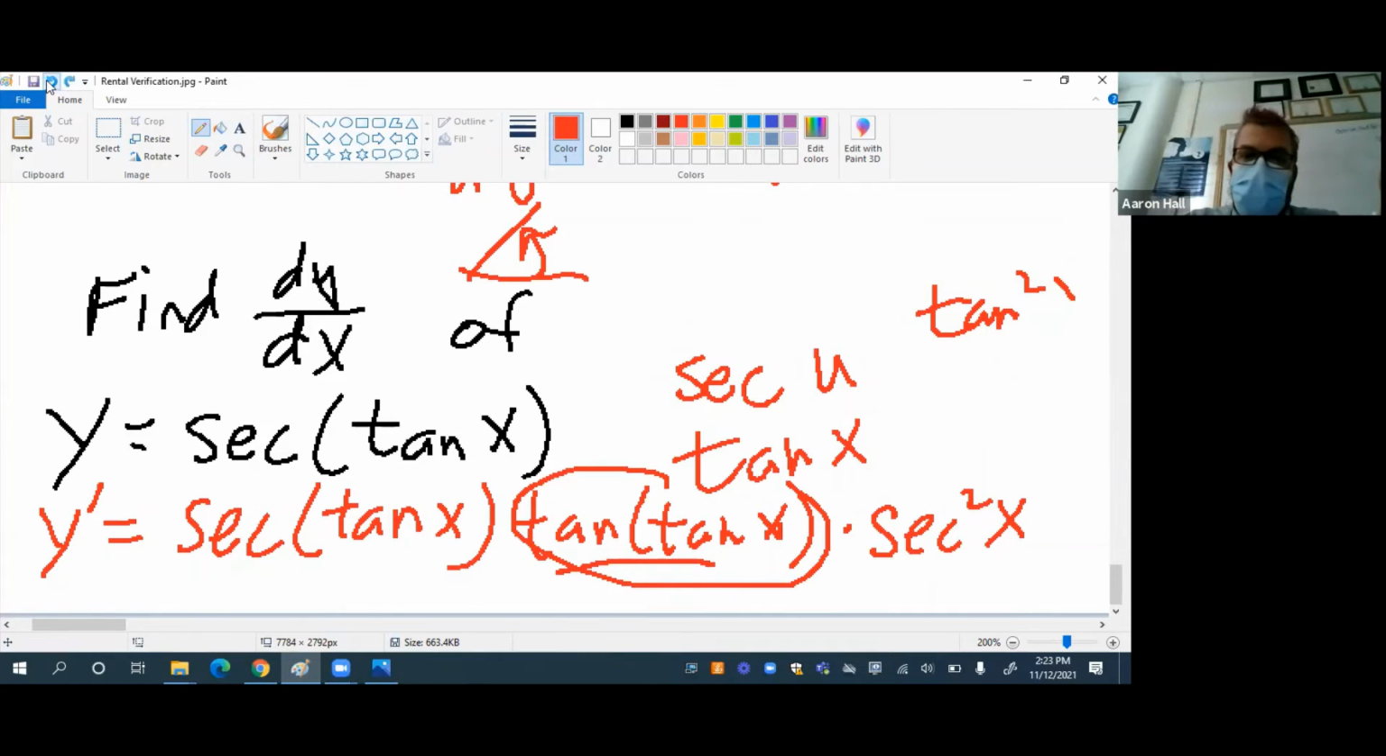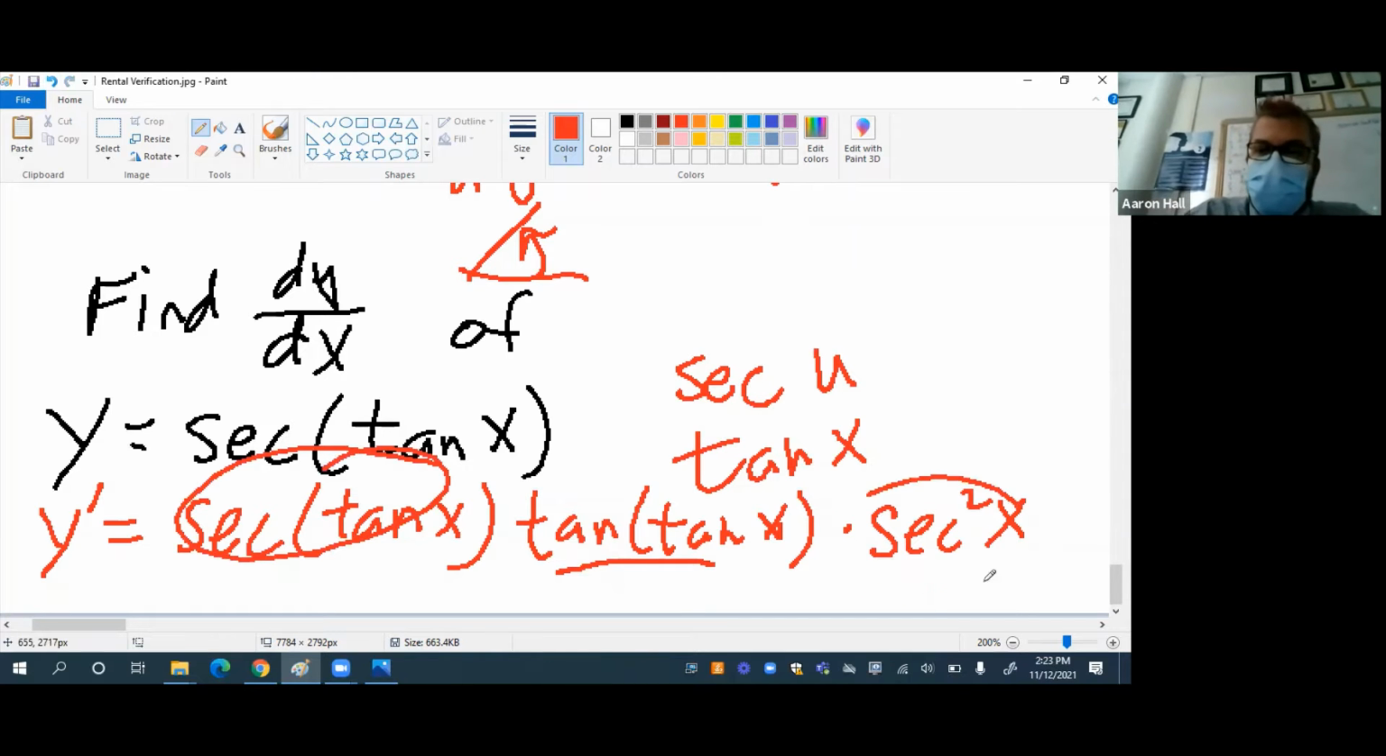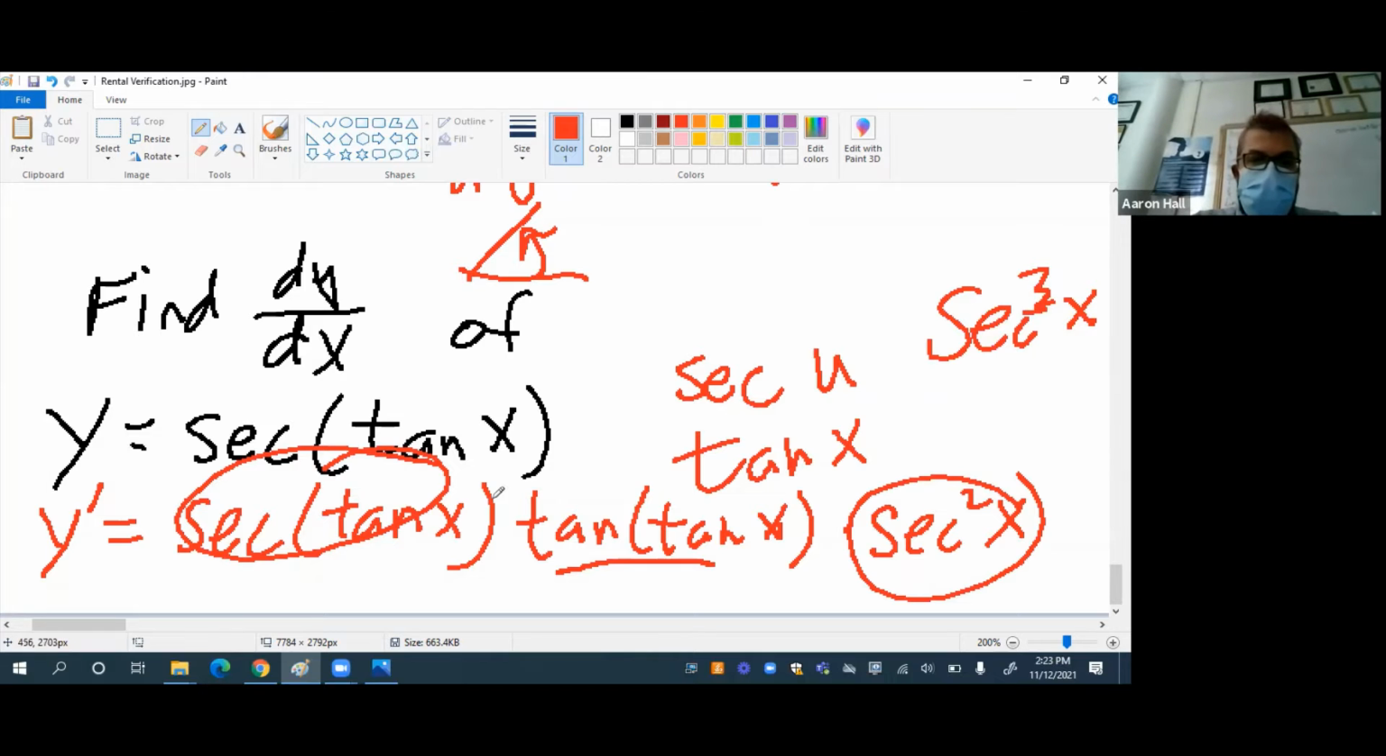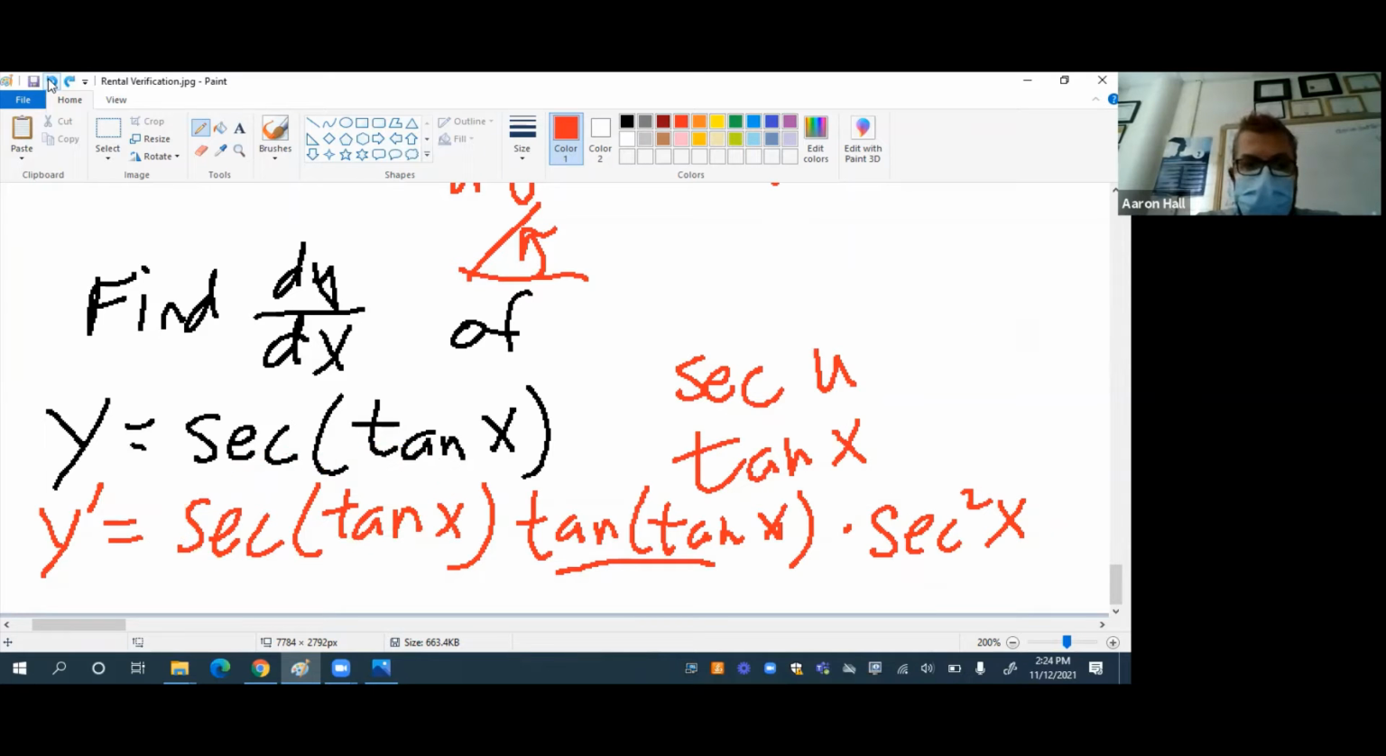What about these secant squareds? Can I put this secant and this secant together to be secant to the power of 3? No, because my angles are different for the two, so I can't do that. So yeah, it's basically all the way simplified. That's it. Okay. Next one.